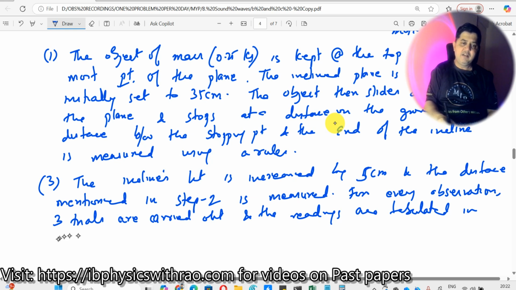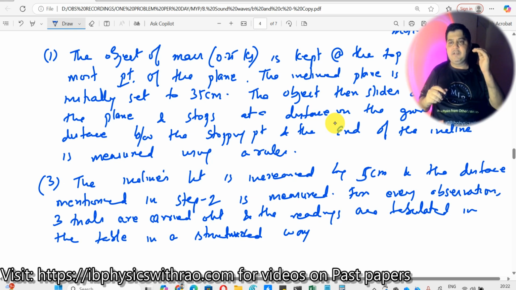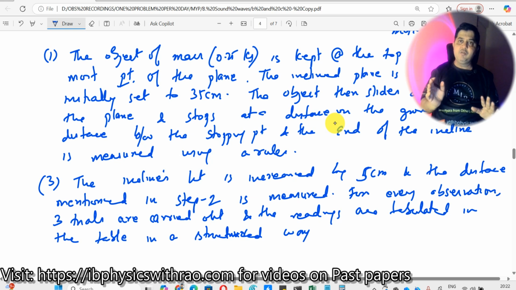The readings are populated in a table in a structured way. What do you mean by structured way? Structured way means you start with 35, then go to 40, then 45, then 50, then 55. You're not going to do 35, then suddenly go to 50, then come back to 40. No, you should not do it. You should do it systematically, get the readings and populate them in tabular form. That is very, very important. Third point is also done.